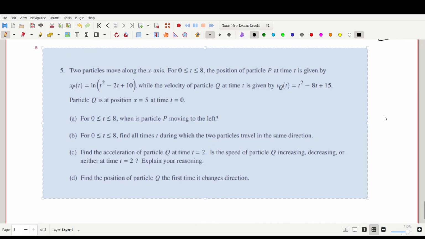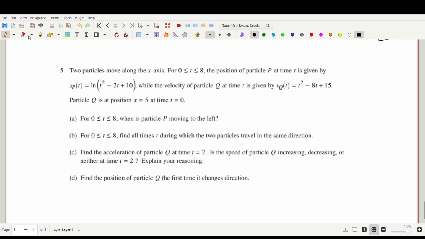Okay, 2 particles move along the x-axis for 0 less than t less than 8. The position of a particle P at time t is given by xP of t is ln of something. Okay, and then you have a different one for Q. When is P moving to the left? Moving to the left is the same thing as vP being negative. So you got to find vP. vP is xP prime of t, and that's going to be 1 over (t squared minus 2t plus 10) times (2t minus 2).